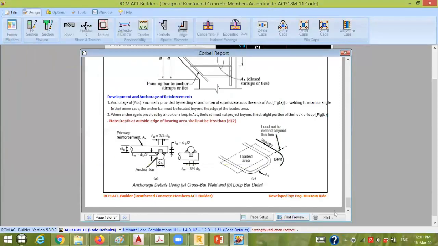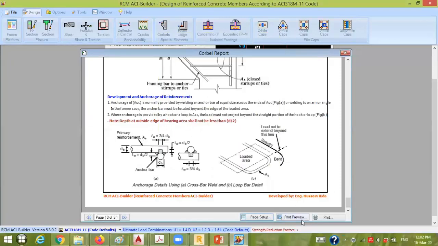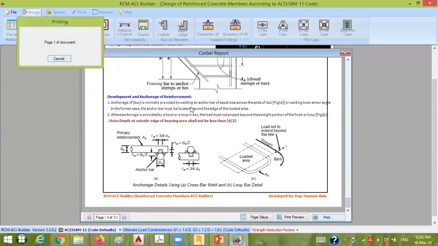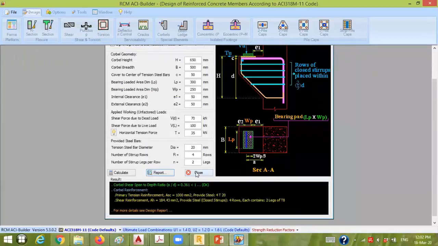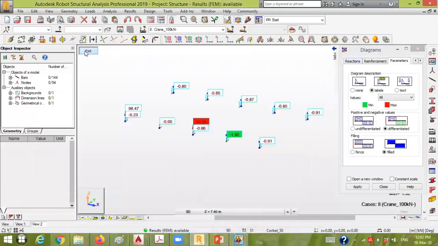Don't have the option to print as PDF, so you will fix it. Okay, so this is for the corbel. Corbel is well designed, hopefully.